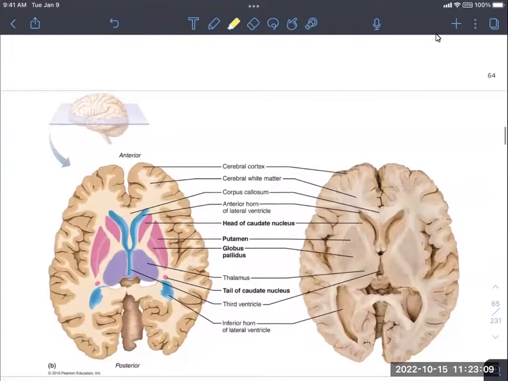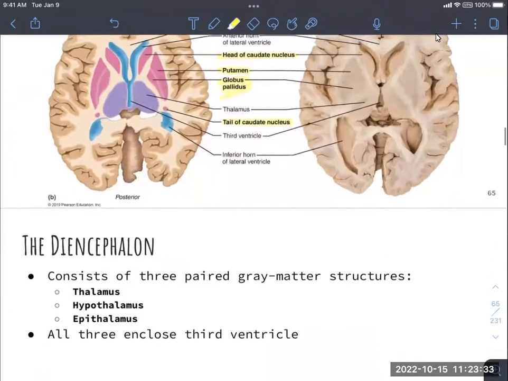So here's the drawing, and then you can see in the real brain that putamen, the caudate nucleus, the globus pallidus. You can see the tail of the caudate nucleus. That makes up a lot of those basal nuclei.